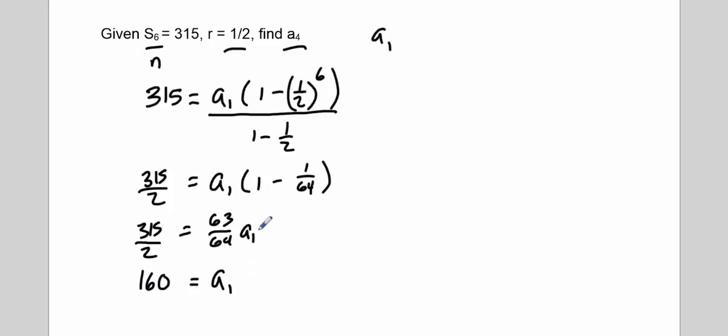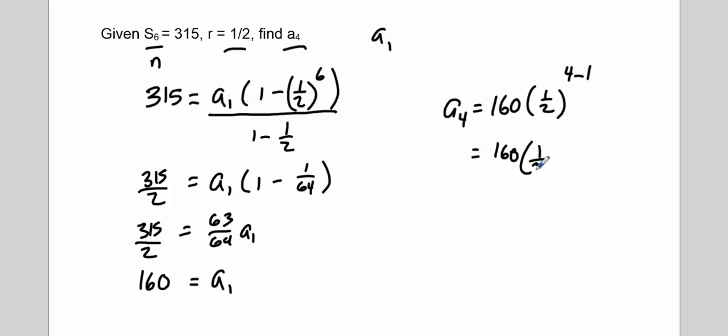Therefore, if that first term's 160, not real hard to find the fourth term. I know I can just say the fourth term is equal to the first term times the ratio, which we know is a half, to the 4 minus 1. So this is 160 times 1 over 8, which is 20 in this case.